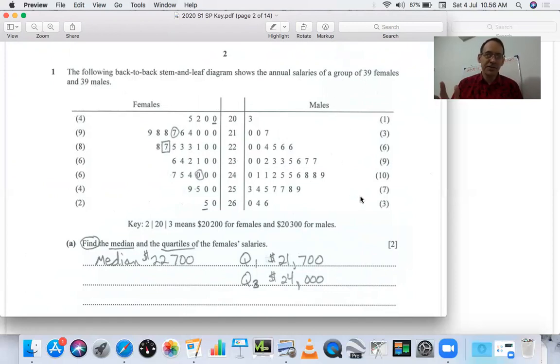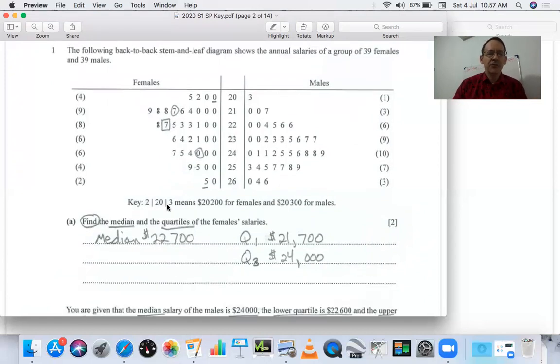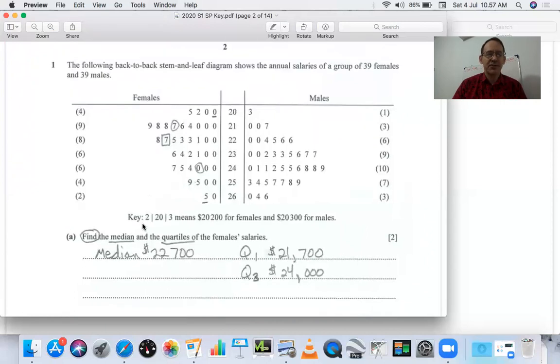Now, this is with data representation. In this question, they've given us the diagram. Sometimes you have to make the stem and leaf plot yourself. Here they've provided it for us. Also notice the key. The key is 2, 20, and 3. It comes from right here. Here's the 2, here's the 20, and here's the 3.